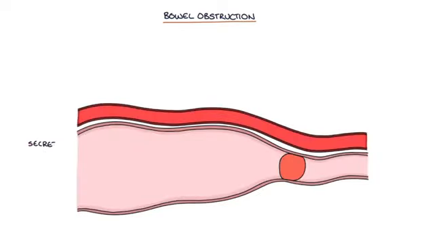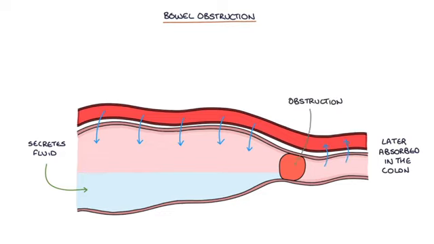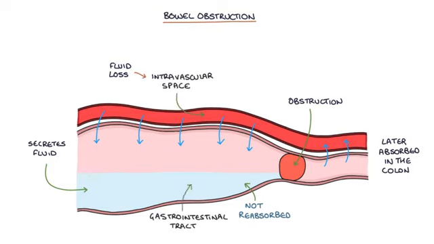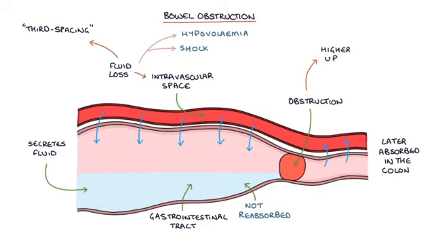The gastrointestinal tract secretes fluid that is later absorbed in the colon. When there's an obstruction, this fluid cannot reach the colon and it cannot be reabsorbed. As a result, there is fluid loss from the intravascular space into the gastrointestinal tract. This leads to hypovolemia and shock, as the fluid that should normally be in the body is actually lost into the bowel. This abnormal loss of fluid is referred to as third spacing. The higher up the intestine the obstruction is, the greater the fluid loss, as there is less bowel over which the fluid can be reabsorbed.